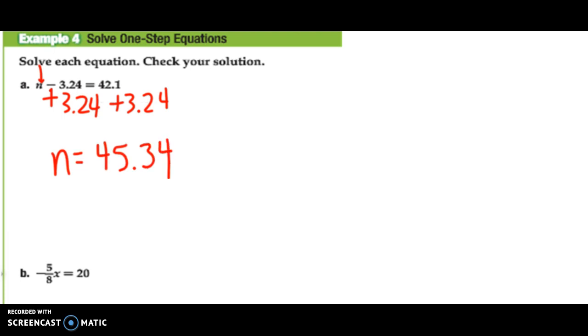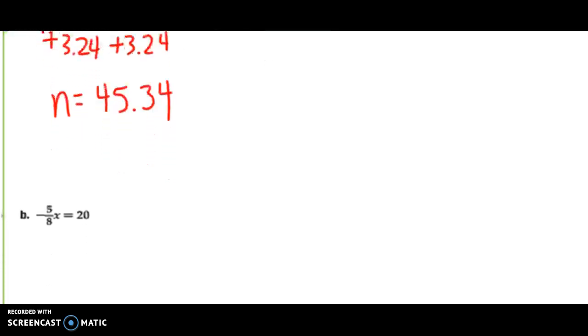45.34. Now it says to check our solution. So what I want you to do now is take your calculator and take 45.34 minus 3.24 and see if you get 42.1. I'm guessing you probably do.